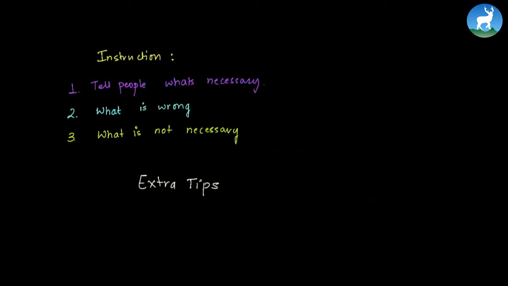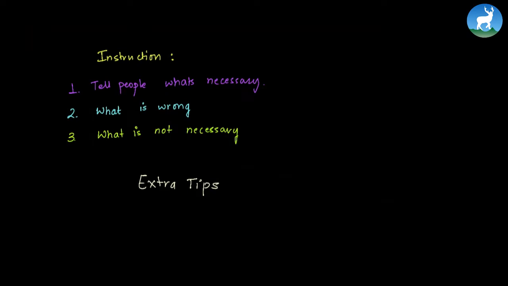To sum up, we have 3 points. To sum up about how to write an instruction, we have 3 points here. First, you need to tell people what's necessary. के गर्न जरुरी छ थाहा हुनुपर्छ मान्छेलाई. What is wrong, के चाहिँ गलत हो पनि थाहा पाउनुपर्छ र कुन कुरा चाहिँ जरुरी छैन भन्ने कुरा पनि थाहा पाउनुपर्छ. What is not necessary should also be known to the readers.